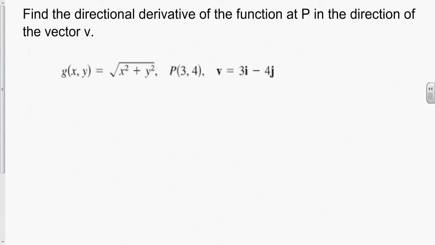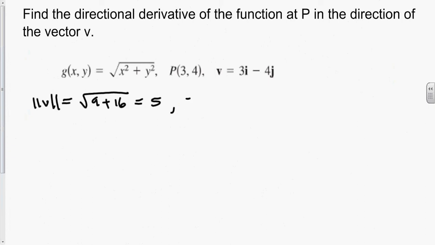How do you know if a vector is a unit vector or not? You take its norm. If the norm of that vector is 1, then it's a unit vector. If its norm is not 1, then you can make it a unit vector by taking that vector divided by its norm, right? So here, let's take the norm of v. That gives us the square root of 9 plus 16, which gives us 5. We don't get 1.